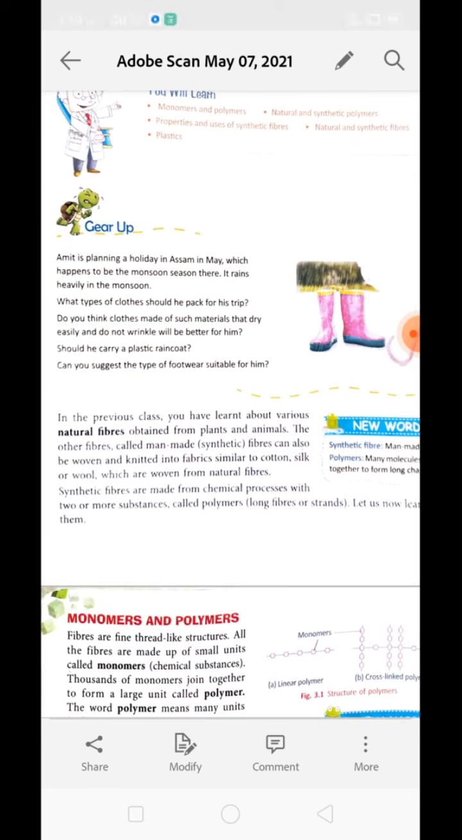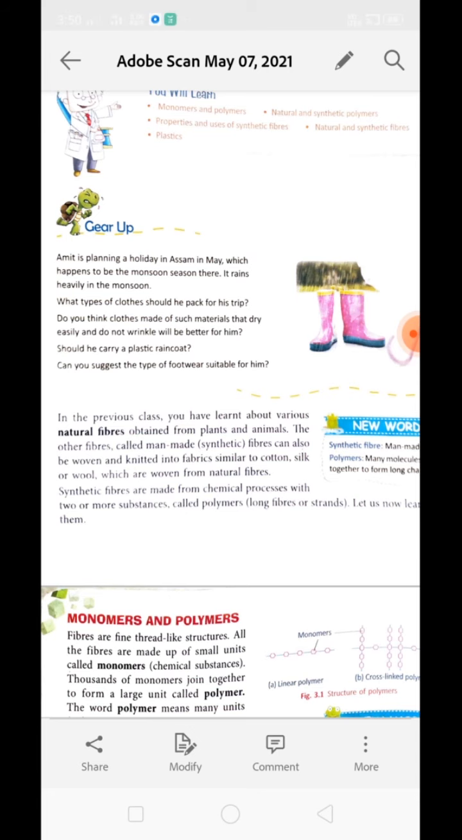So what is natural fiber? Natural fibers are those fibers that we collect from animal or plant sources, whereas synthetic fibers are those that we manufacture in the factory. You can see examples of natural fiber are cotton, silk, jute, etc. Whereas synthetic fibers are basically made by a chemical process from substances called polymers.